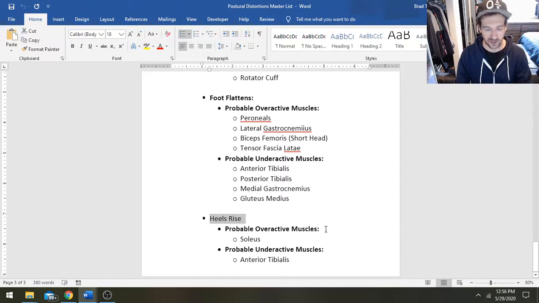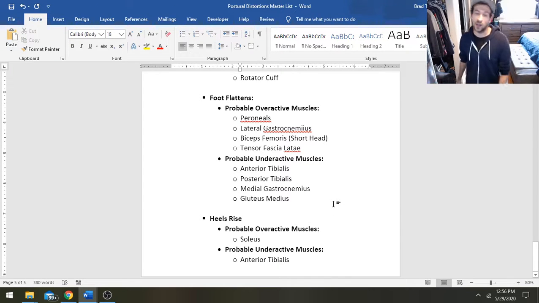Lastly, we've got two special ones that we're going to see on the overhead squat. These are from the posterior view. These will not be on the final, but again, these are also things that are going to show up in capstone. You're going to see foot flattening, which is basically pronation of the foot. So when we talked about pronation distortion syndrome, you're going to see the same muscles here.